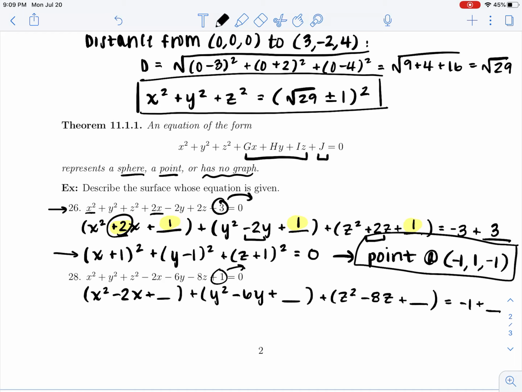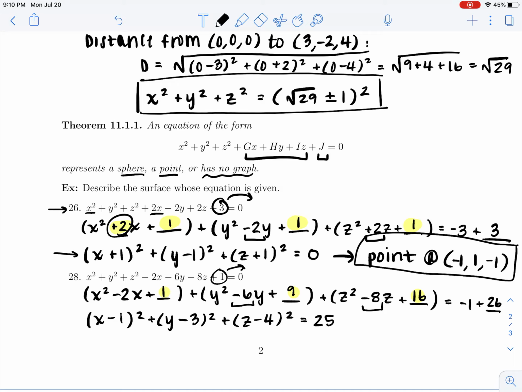Half of negative 2 is negative 1. Negative 1 squared is a positive 1. Half of negative 6 is negative 3. Squared is positive 9. Half of negative 8 is negative 4. Squared is 16. So in total, I added 1 plus 9 is 10. Plus 16 is 26. So I added 26 over here. And now let's write this into standard form. X minus 1 squared plus y minus 3 squared plus z minus 4 squared equals 25.